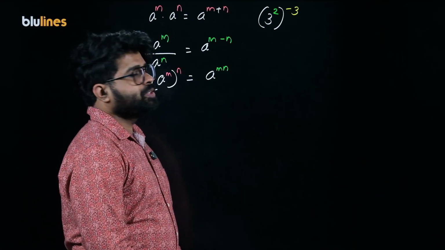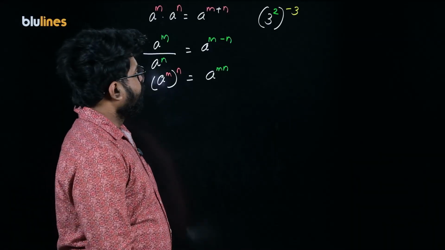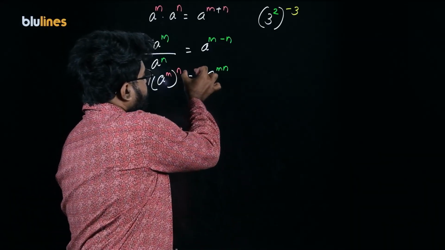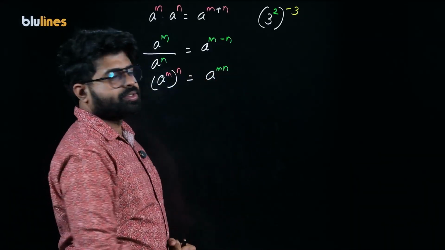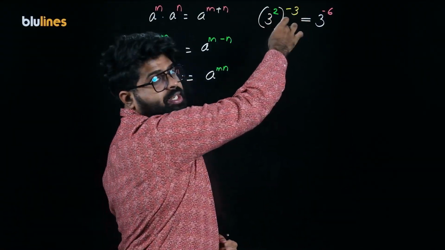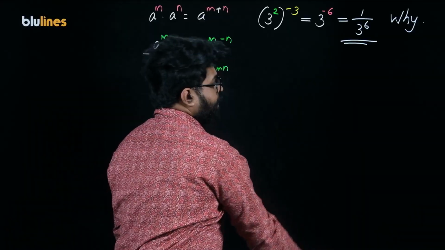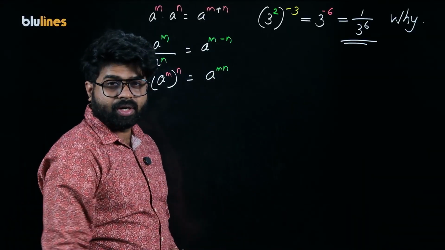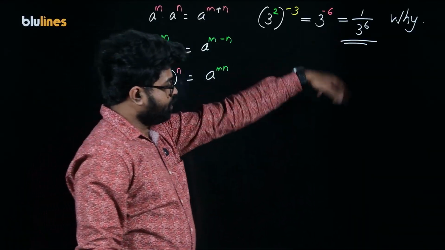What is the value of (3^2)^(-3)? We know that (a^m)^n is equal to a^(mn). So, this can be expressed as 3 raised to 2 into -3, which is equal to -6. Now, 3^(-6) can be expressed as 1 by 3^6. Why? What is the reason?